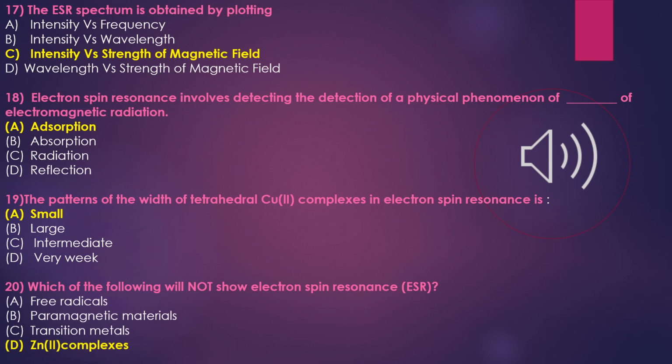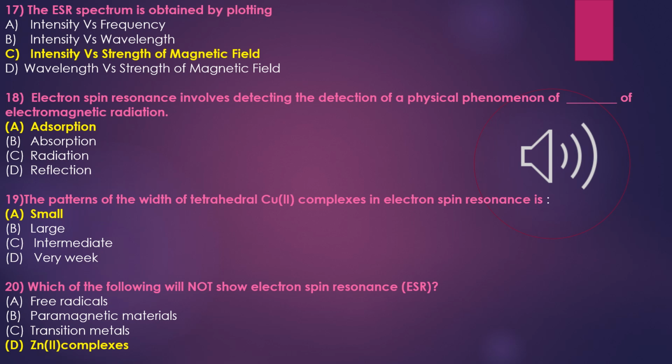Number 17. The ESR spectrum is obtained by plotting A, intensity vs frequency, B, intensity vs wavelength, C, intensity vs strength of magnetic field, D, wavelength vs strength of magnetic field. The answer is C, intensity vs strength of magnetic field.